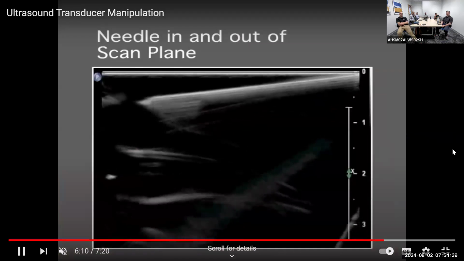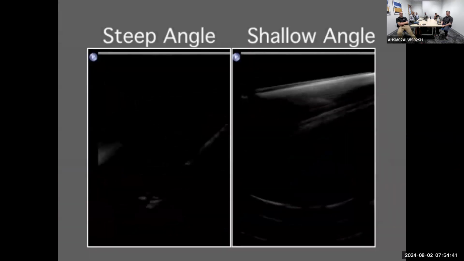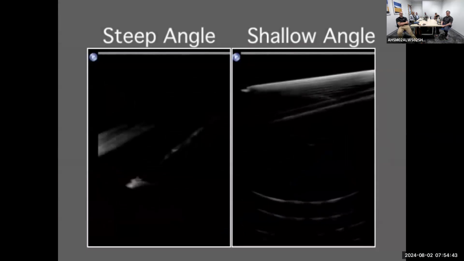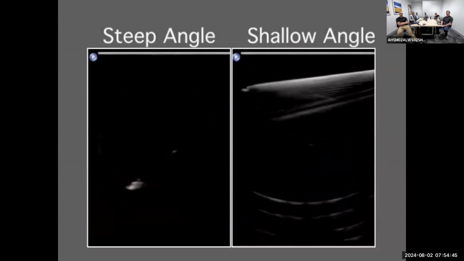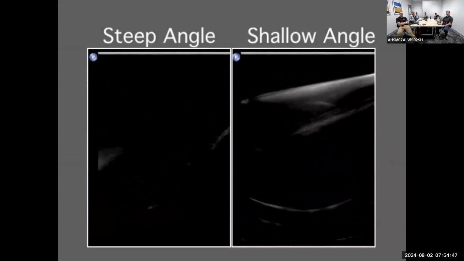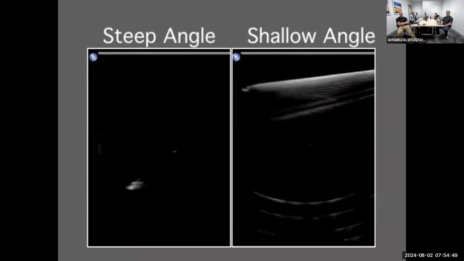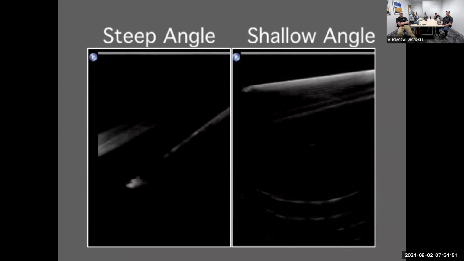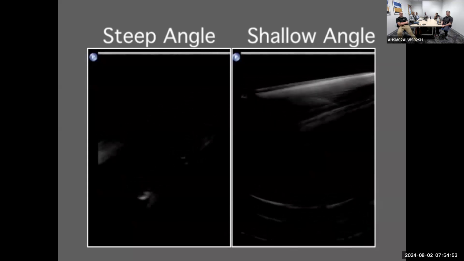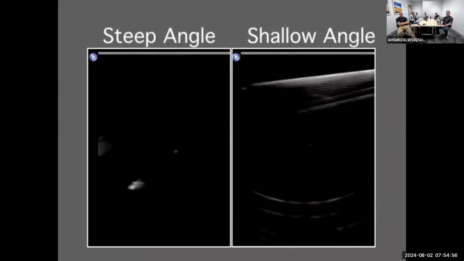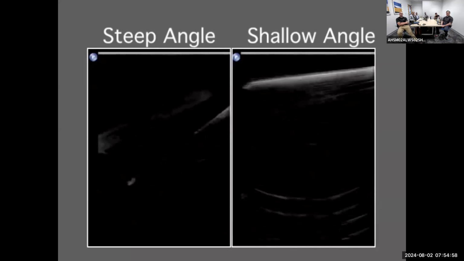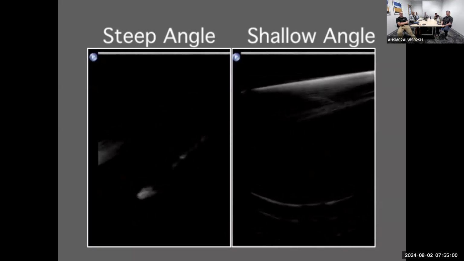So in-plane needle, you can see that nice stair step at the end. With the steep angle, see how much more difficult it is to see. The shallower the angle, the better you'll be able to see the needle. That's why it's so important to keep the transducer pad parallel to the needle.